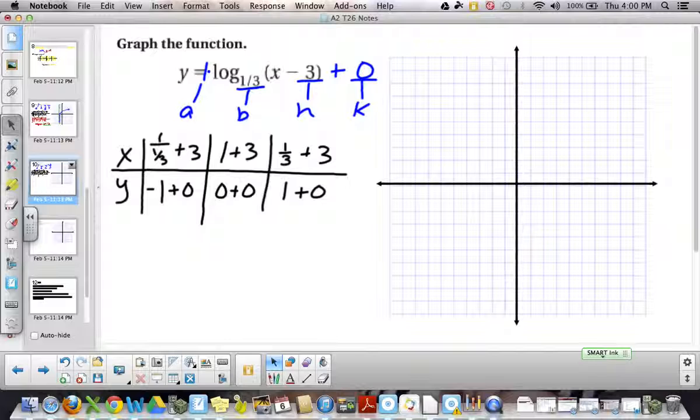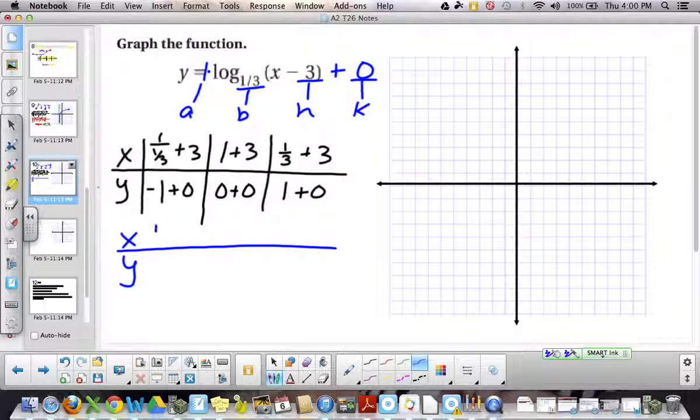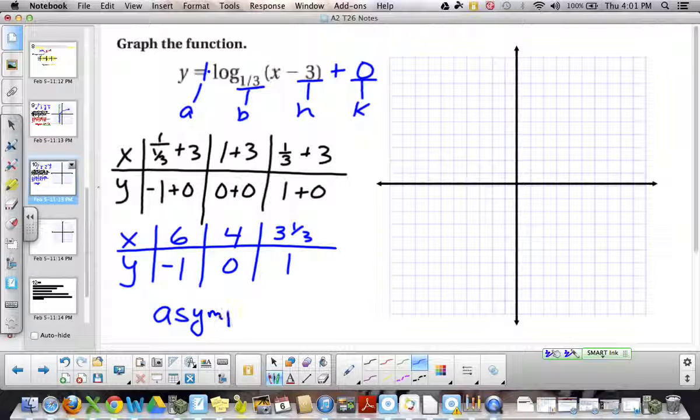So the points that we're going to plot will be 1 divided by 1/3 is 3, plus 3 is 6, 1 plus 3 is 4, and 1/3 plus 3 is 3 1/3. Down here we'll just have -1, 0, and 1. And our asymptote will be the line x equals h, which is 3.